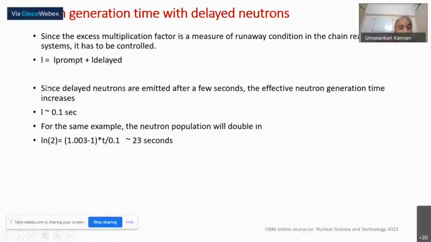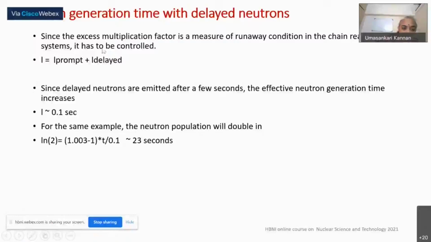But if the mean generation time, here I had talked to you, is about 1 millisecond, this 1 millisecond will be manifested only when there are only prompt neutrons. But in a chain reacting system or a chain reacting volume, you have both prompt neutrons and delayed neutrons. So the mean generation time is going to be both L prompt and L delayed. Both have to be considered.